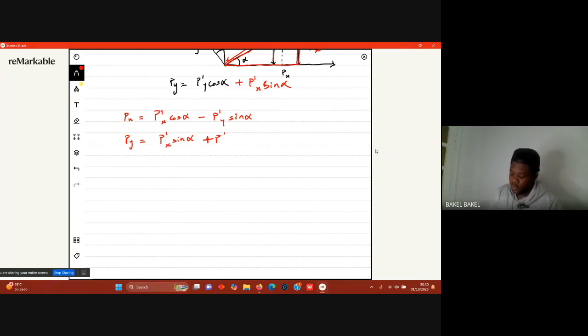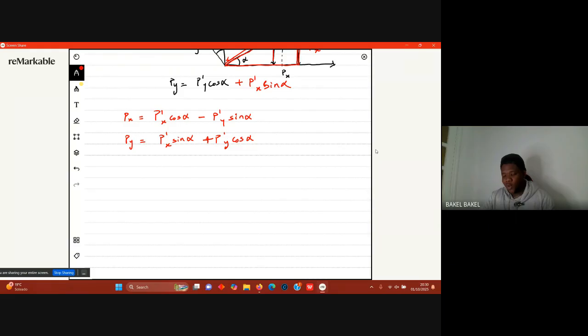P prime X plus P prime Y cos alpha. Let me just make this clearer with my handwriting. Cos alpha. Okay, this is what we have: two equations. And this is where we're going to create a bridge from one form of mathematics into another form of mathematics. Now, we're going to move from geometry into matrix with one very dubious move.